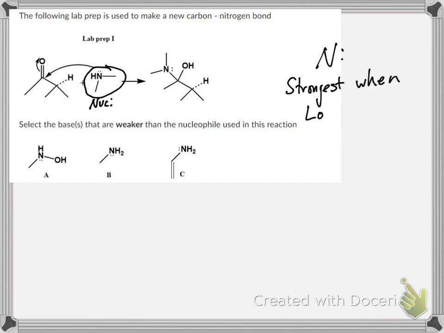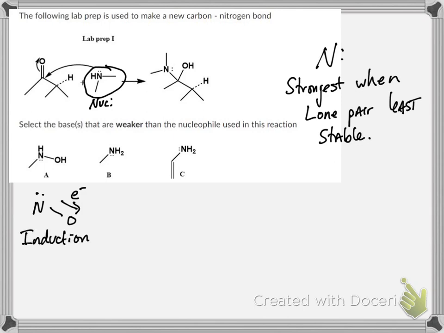Stronger means that the lone pair is the least stable, right? So strongest when the lone pair is the least stable. So if we're looking for weaker, then we need to see some form of stabilization, right? Let's take a look at A. We have a lone pair on nitrogen, and attached to nitrogen there's an electronegative element. Induction is stabilizing the lone pair because oxygen's more electronegative than nitrogen. It's reducing electron-electron repulsions, and so A would be a weaker base than the nucleophile in the reaction.